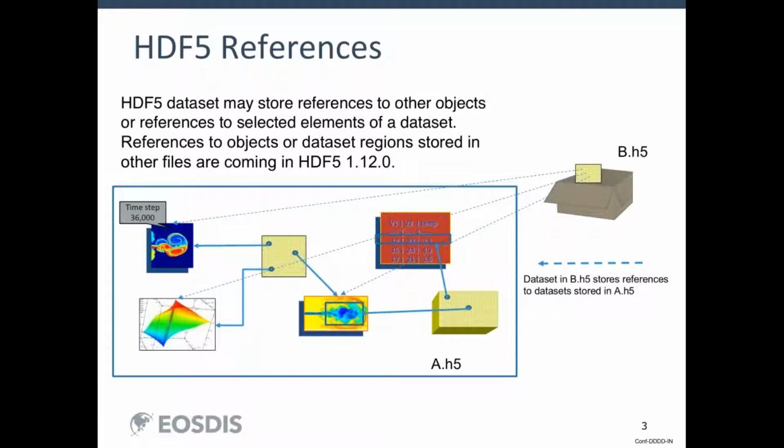So the first feature that may be of interest to this community is HDF5 references. They were introduced from the beginning of HDF5. What a reference means in HDF5 is that you can store in a dataset, meaning an array in an HDF5 file, a reference to another dataset or to a subset of a dataset. So when you open a dataset and read the reference, you immediately have a reference to other objects stored in the HDF5 file. And that feature was restricted to objects stored in the same file.